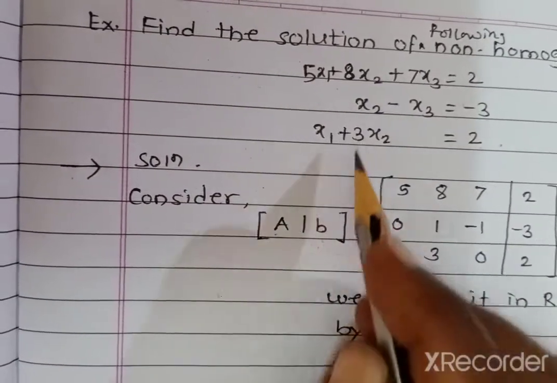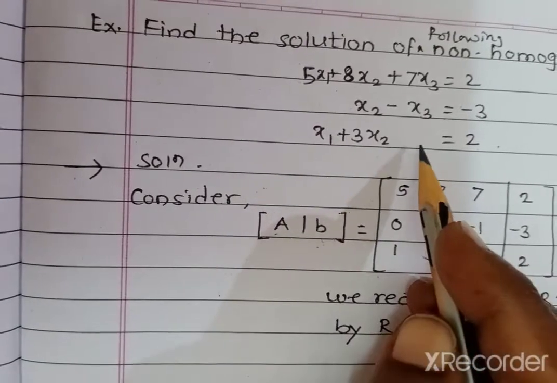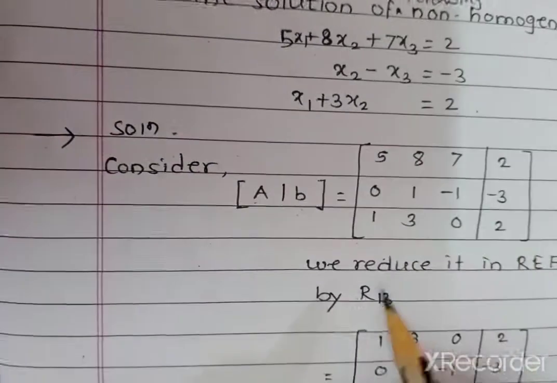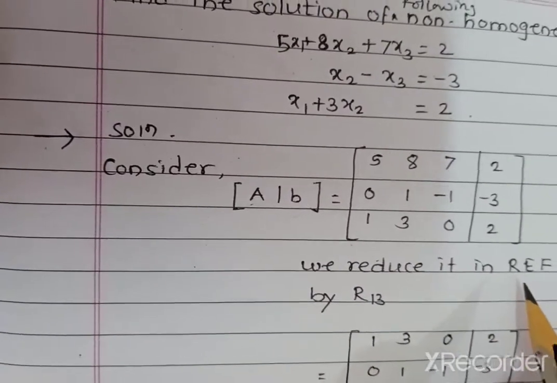x1's entry is 1, x2's entry is 3, x3 is absent so that entry is 0, and the last constant is 2. So we reduce it to row echelon form.